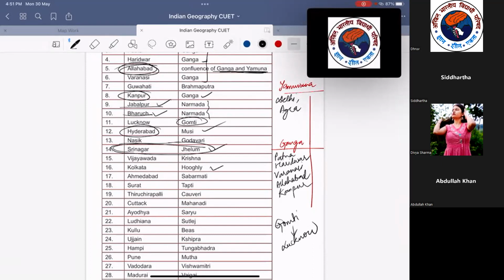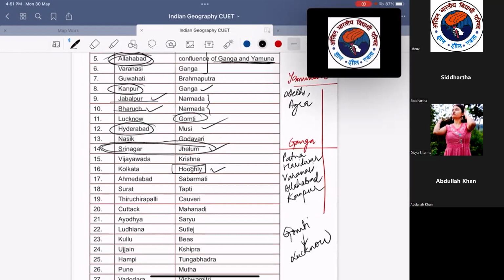Hooghly is in Kolkata. Whenever there is any question regarding the Hooghly, the river associated with Kolkata, you should know the answer. There is also the question about the river called the sorrow of Bengal. The answer for that is the Damodar. Now that the sorrow of Bengal is done, let's talk about the sorrow of Bihar. It is the Kosi river.